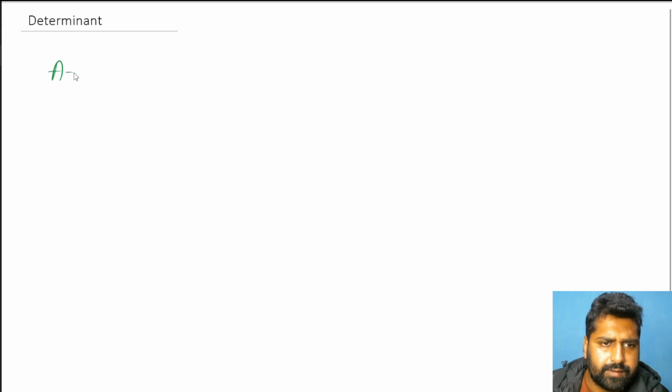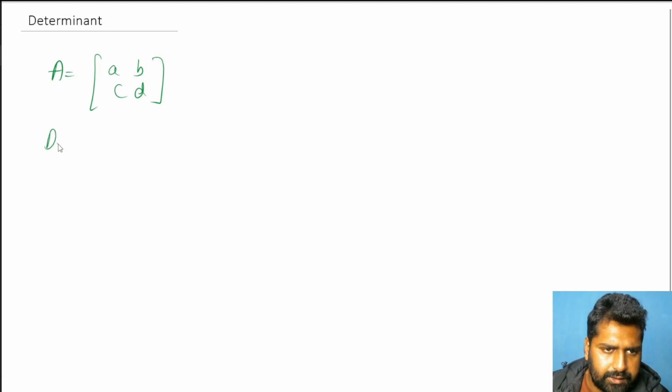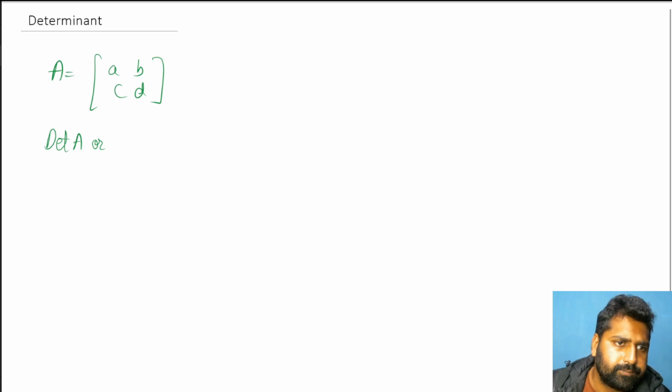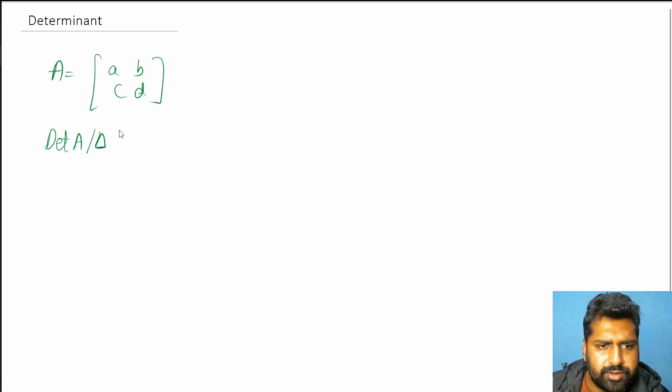Let's say your A matrix is a, b, c, d, a 2 cross 2 matrix. In that scenario, how do you get the determinant of A? It is written as determinant of A, sometimes written as delta also. Delta also represents determinant, sometimes written as mod A also. All these are symbolic notations for determinant. We do calculate this.